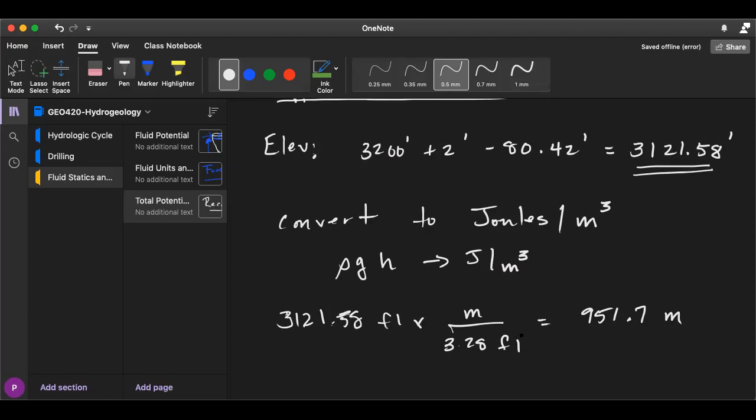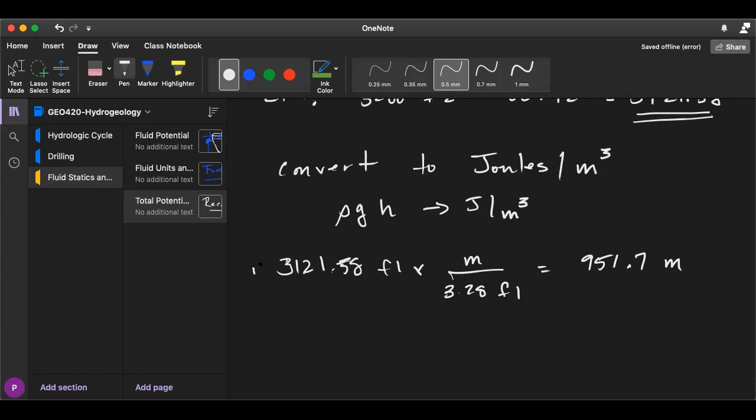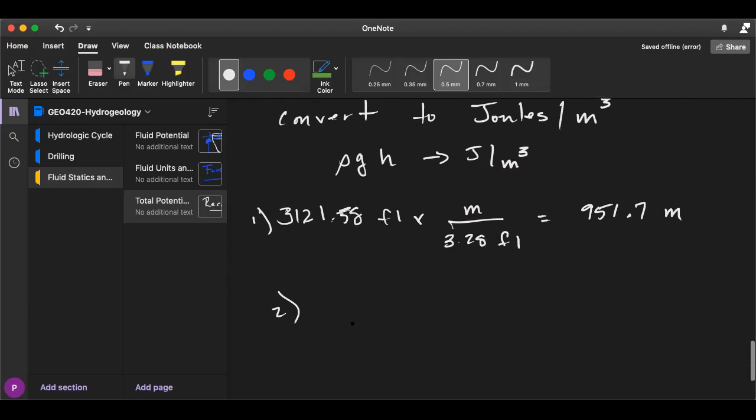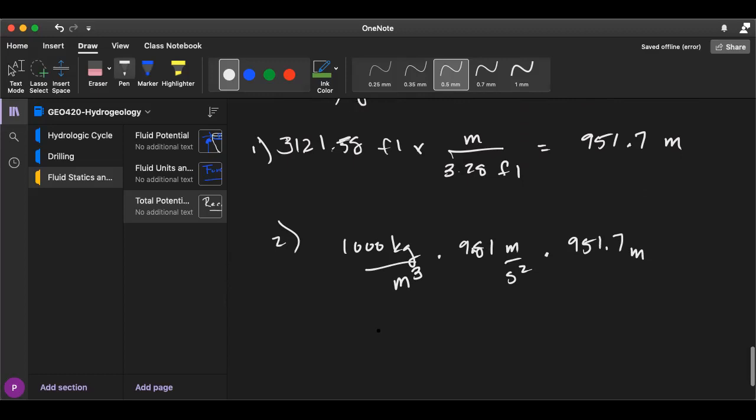951.71. Okay. Then I took that and just put it into the rho GH. Well, okay, so rho is 1,000 kilograms per meter cubed. Gravity is 9.81 meters per second squared. And that equaled what? 9.34 times 10^6.